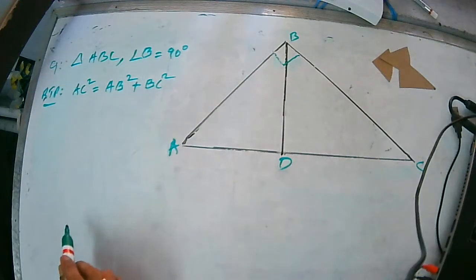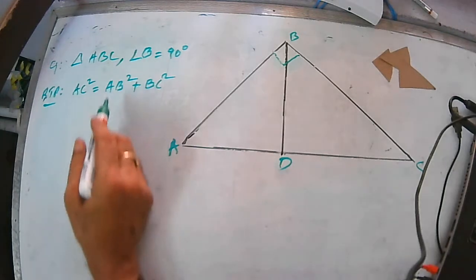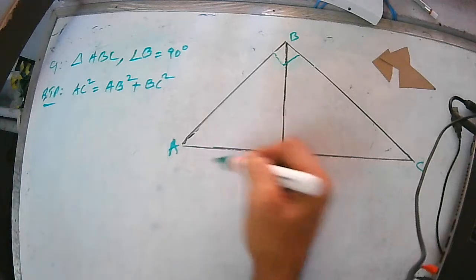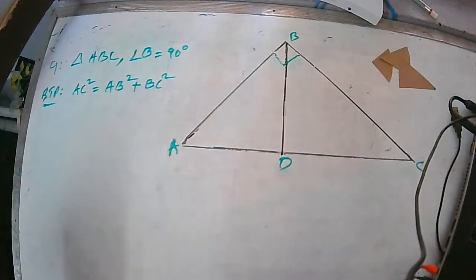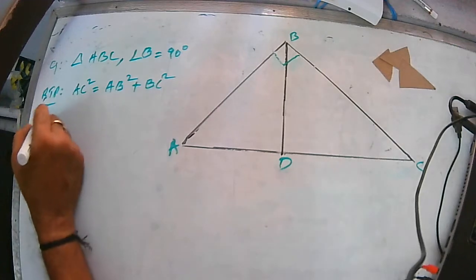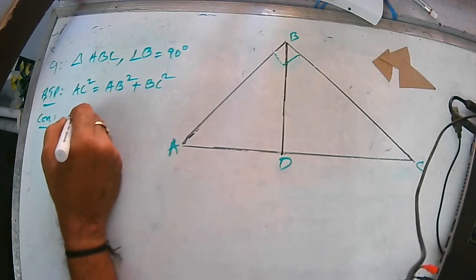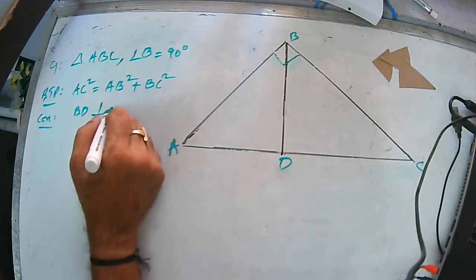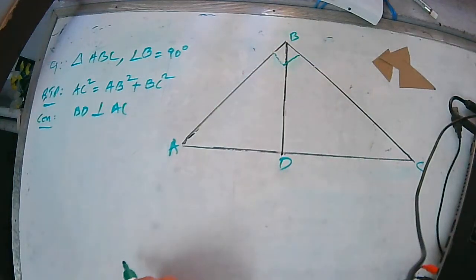So we have to prove that the square of the hypotenuse is equal to the sum of the squares of the other two sides. In any right triangle, the square of one side is always equal to the sum of the squares of the other two sides. For this we need some construction, that is, let BD be perpendicular to AC. Already I drew BD perpendicular to AC.